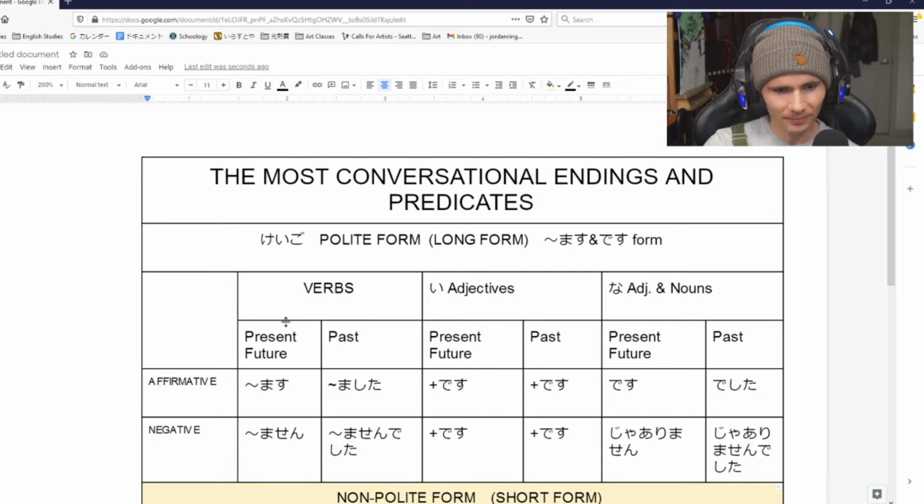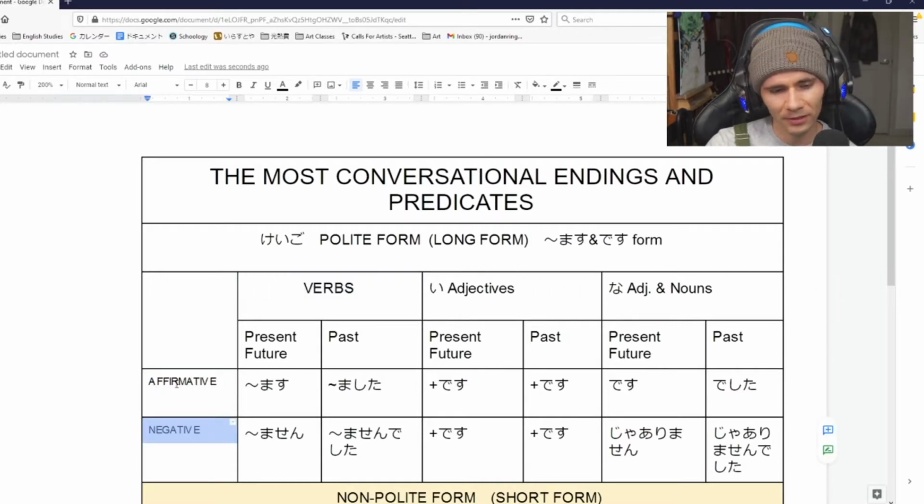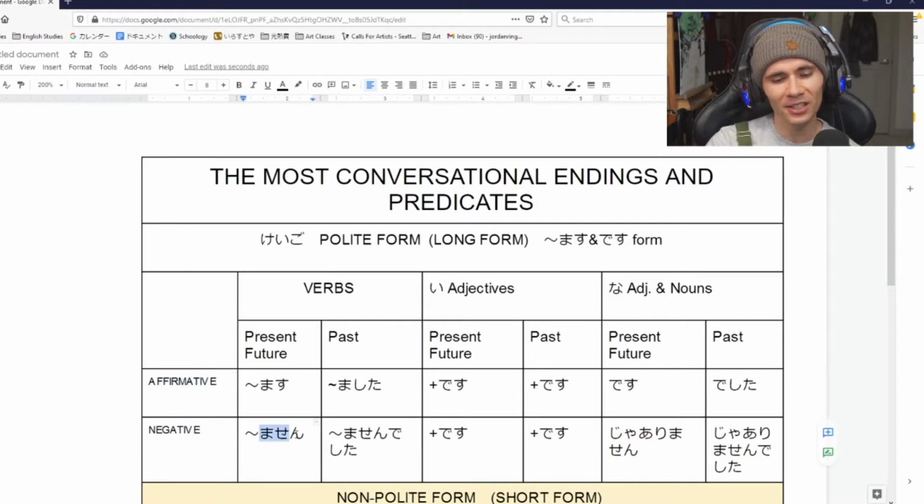So let's first start up here with the polite form. We're going to talk about verbs. Now, any verb at any given time is either going to be affirmative or negative. Affirmative basically means that you do the verb, that the action does, did take place. Compare that to the negative, where the action doesn't, will not, or did not take place.